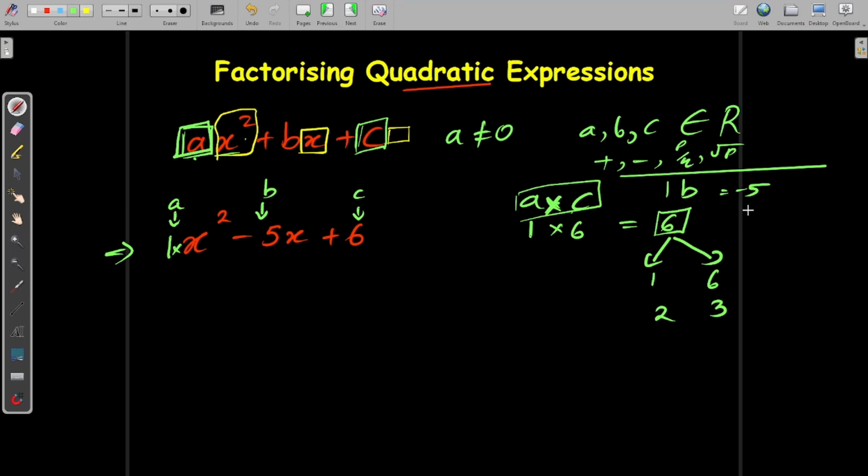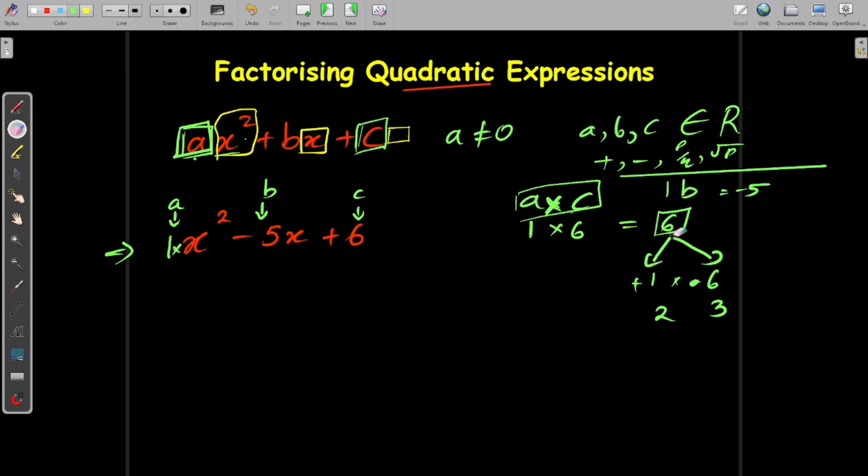So how can we build minus 5? It should always be addition or subtraction. Can we get it from plus 1 and minus 6? Yes, but the problem is when we multiply, that should be plus 6, but plus 1 into minus 6 is not plus 6, so we cannot take that option.